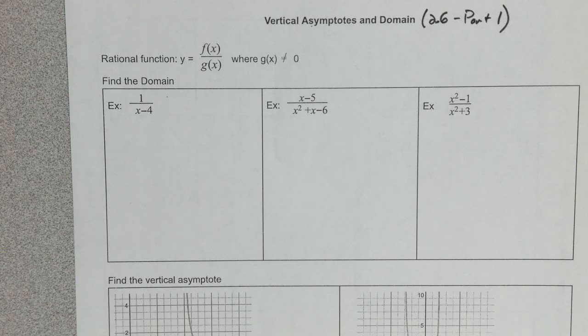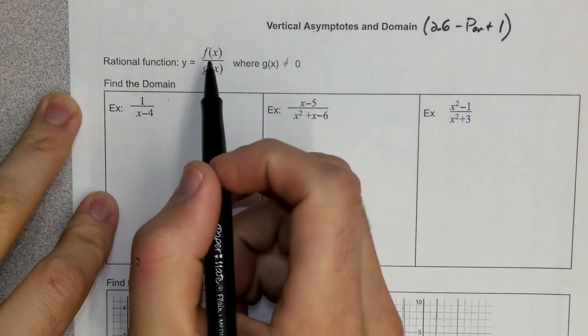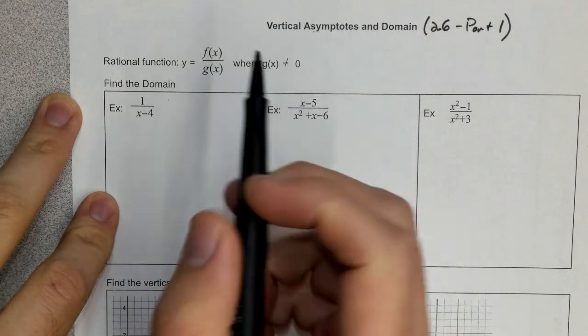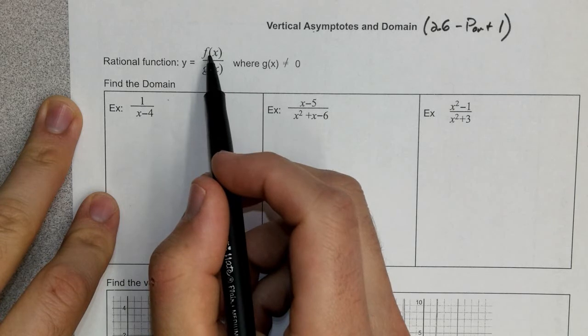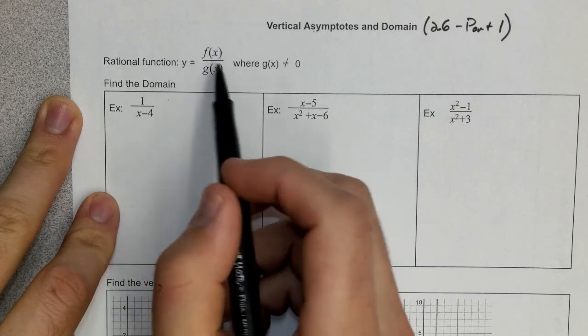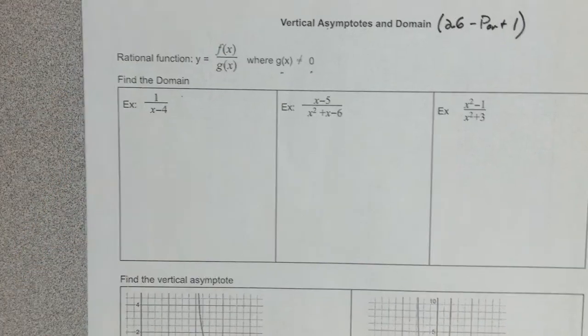Okay, we're going to talk about section 2.6 where we're analyzing rational functions. Rational functions take this format where there's a function on top in a fraction and a function on the bottom, so they take this structure. G of x obviously can't be 0. You can't divide by 0 in a fraction.